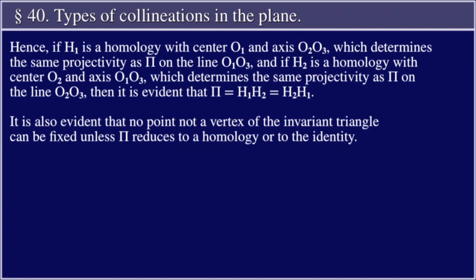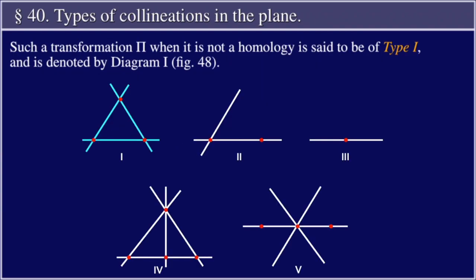It is also evident that no point not a vertex of the invariant triangle can be fixed unless pi reduces to a homology or to the identity. Such a transformation pi, when it is not a homology, is said to be of type 1, and is denoted by diagram 1, figure 48.